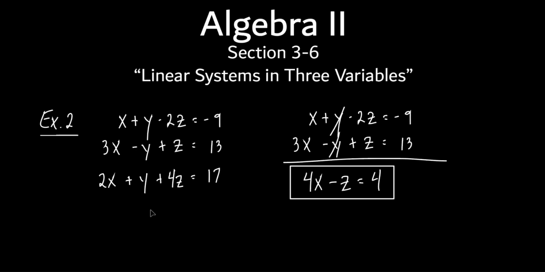Now, I have an x and a z. It'd be really, really nice if I could do something over here so I get another equation with an x and a z, and then I'll have 2 equations with 2 variables, right? And then I can solve for that. And that's something that we've definitely done before. Everybody got it?